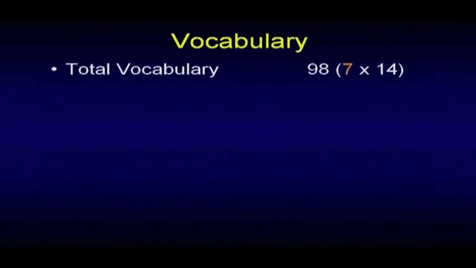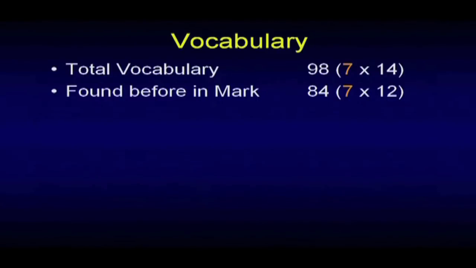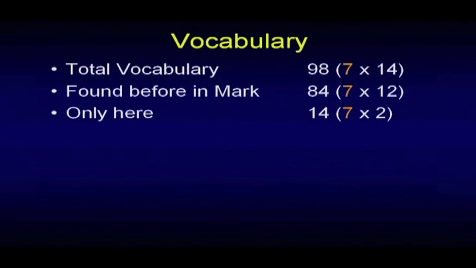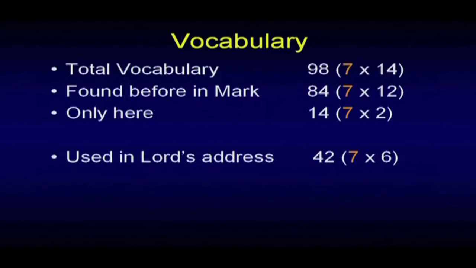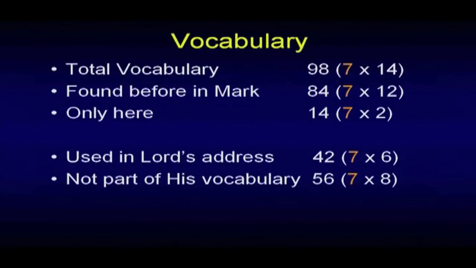The vocabulary that's found before this chapter in Mark is 84 different words. Of the 98, 84 were used before, but those are all multiples of 7 exactly. You get a little creepy feeling by now? Could that have happened by just random statistics? I don't think so. The vocabulary that you find only in this chapter is 14, obviously, that would derive from that. The ones that are used in the Lord's address, there's 42. That's again a multiple of 7 exactly. The words that were not part of his vocabulary are 56.